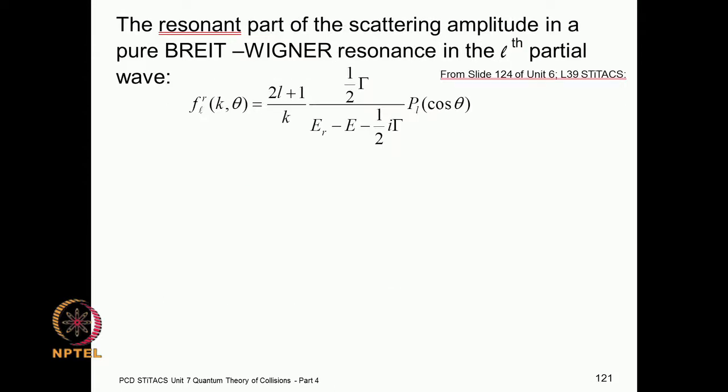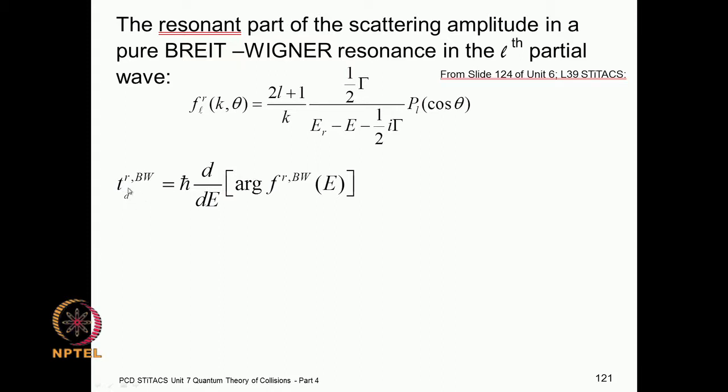So, let us look at the resonance itself, and I will take the case of the pure Breit-Wigner resonance in the Lth partial wave. For this, the partial wave scattering amplitude is given by this expression, which we have derived in our earlier classes. This is the Breit-Wigner resonance, and the time delay, the Wigner time delay. Wigner's name keeps coming in quantum physics everywhere. He's one of the great contributors to quantum theory. So, this is the Breit-Wigner resonance formula, but then there is a Wigner time delay. So, this is also Wigner, this T d.